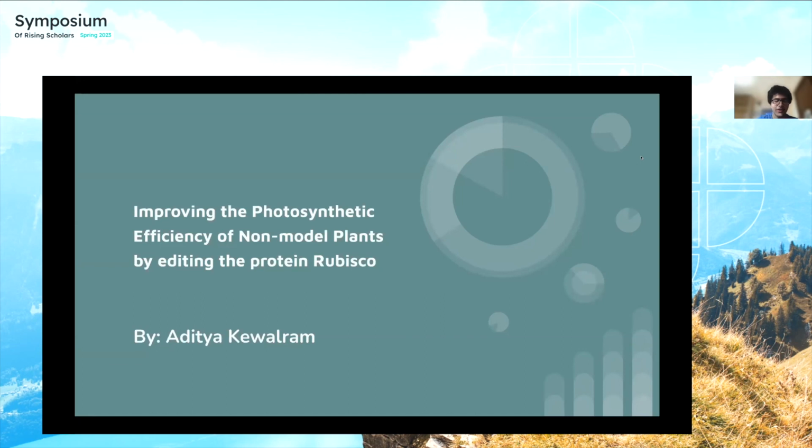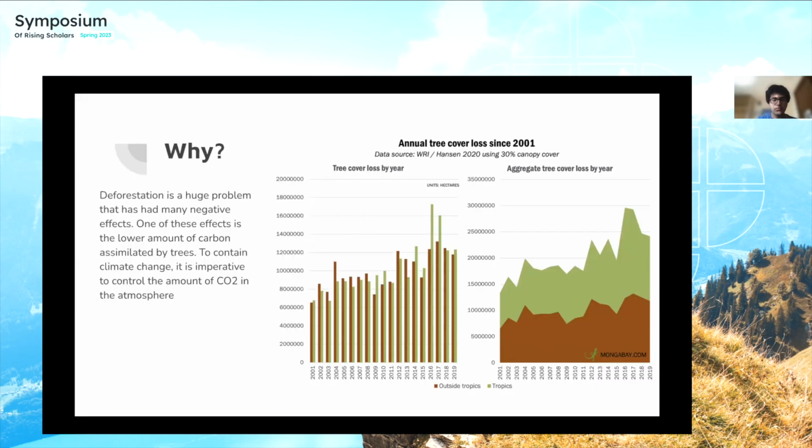So hello, my name is Adi, and today I'm going to talk about my project, which is improving the photosynthetic efficiency of non-model plants by editing the protein Rubisco. So first we need to ask ourselves why. Why do we want to go through this trouble of improving photosynthesis?